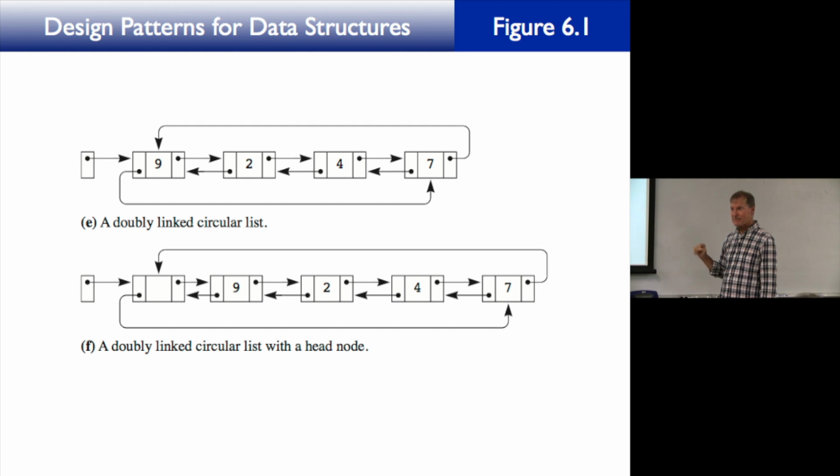Yeah. So, are these just better for certain circumstances? They are. The question is, are they just better for certain circumstances? And the answer is yes. It just depends on what you think you're going to need to do a lot. If you're going to need to go in reverse order a lot, that's your application, then maybe doubly linked is the way to go.